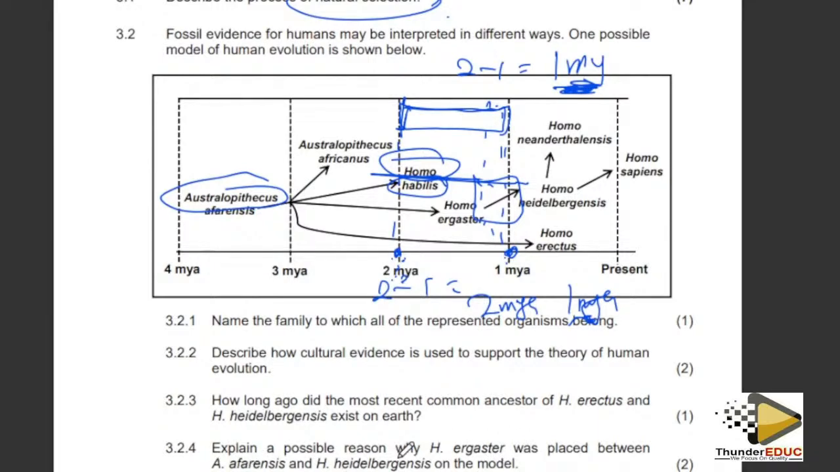All right, explain the possible reason why Homo ergaster. Where is Homo ergaster? Homo ergaster is here, and then Australopithecus afarensis is here, and then Neanderthal is here. So it means that this is a transitional fossil. Yes, it has this one. Homo ergaster has some characteristics of this and also some characteristics of that. Because it didn't go extinct, therefore it's still going. Therefore it is a transitional fossil.